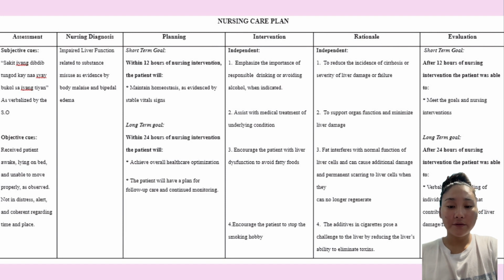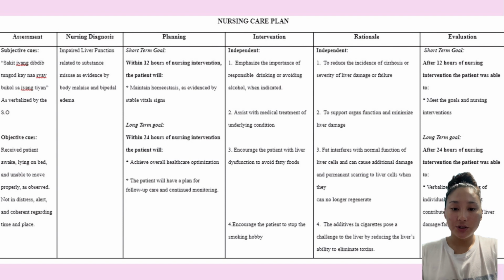Next is the intervention with rationale. Emphasize the importance of responsible drinking or avoiding alcohol when indicated. This is to reduce the incidence of cirrhosis or severity of liver damage or failure. Second is assist with medical treatment of the underlying condition. This is to support organ function and minimize liver damage.